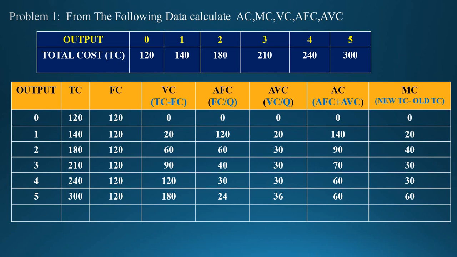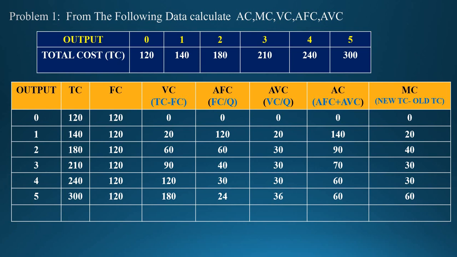Correct? Next is when the output level is 1. How much is TC? 140. How much is FC? 120. So 140 minus 120, 20 is the VC. Next same. 180 minus 120, 60 is the VC. Next 210 minus 120, 90 is the VC. Next 240 minus 120, 120. Next 300 minus 120, 180 is the VC. Correct? So like that we calculated the variable cost.